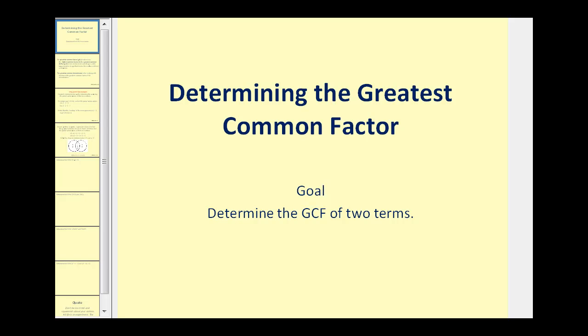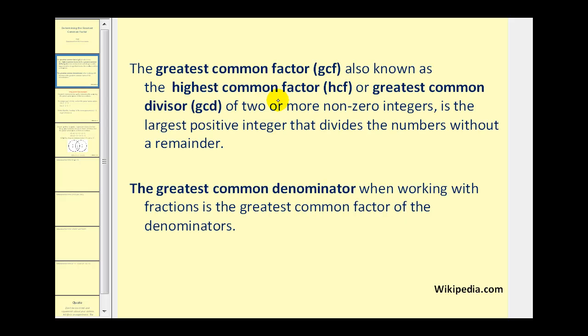Welcome to a video on determining the greatest common factor. The greatest common factor, or GCF, also known as the highest common factor or greatest common divisor, of two or more non-zero integers is the largest positive integer that divides the numbers without a remainder.